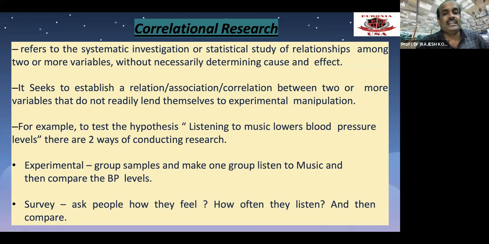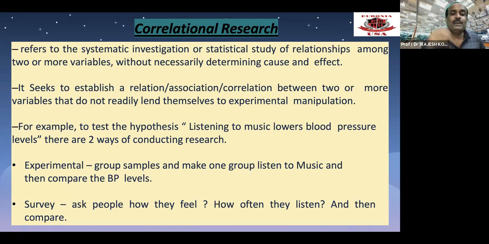Next one is correlational research. Of course, it refers to the systematic investigation or statistical study of relationship among two or more variables without necessarily determining cause and effect. We are not so much concerned about cause and effect, but we will see the correlation between independent variable and dependent variable.